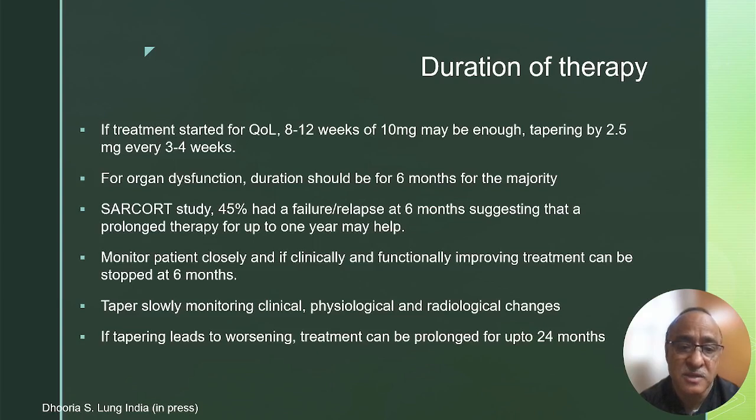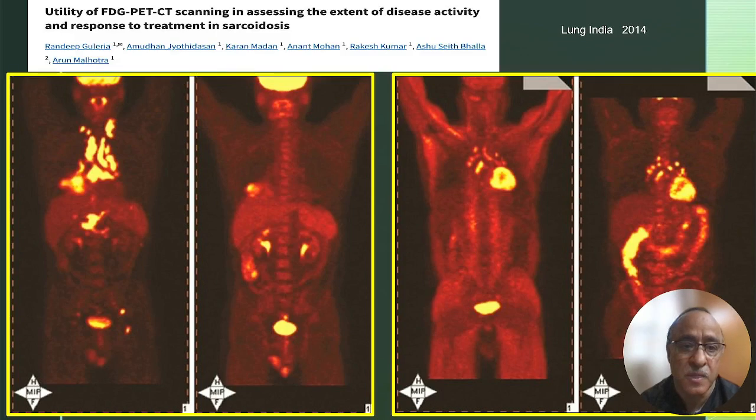We have to monitor patients clinically, functionally, as well as by imaging, and taper the drugs slowly, monitoring the clinical, physiological, and radiological changes. And if tapering leads to worsening, treatment might need to be prolonged for as long as 2 years. This is one of the studies from All India Institute of Medical Sciences looking at the extent of disease activity and response to treatment once PET-CT was used as the monitoring tool. You can see that this patient has evidence of FDG-active disease, which has regressed largely with the treatment, whereas in this patient there has been no appreciable reduction in the disease.